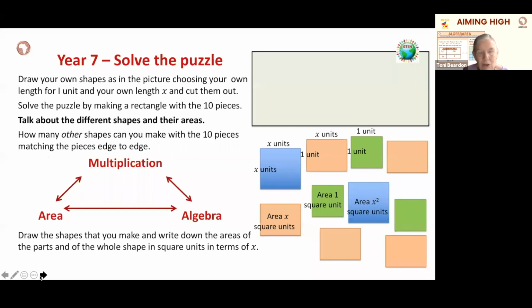The first puzzle is make a rectangle, and then after that, the next challenge is, okay, you've made a rectangle. Are there different ways you can make this rectangle? And then after that, can you make different shapes?